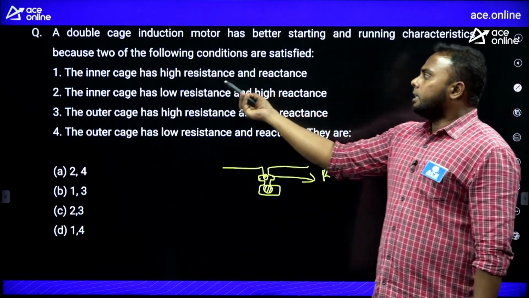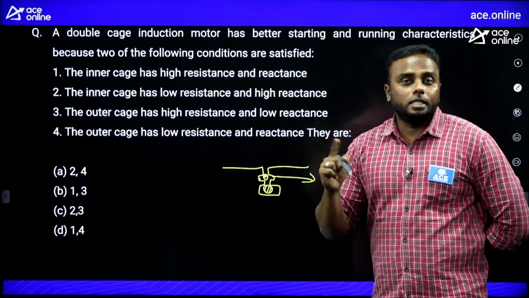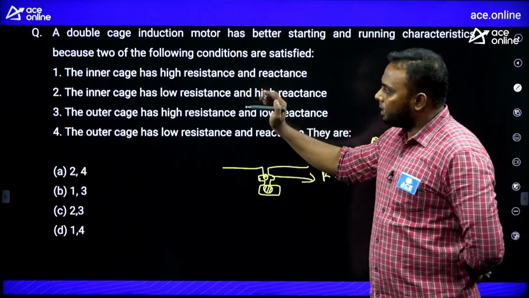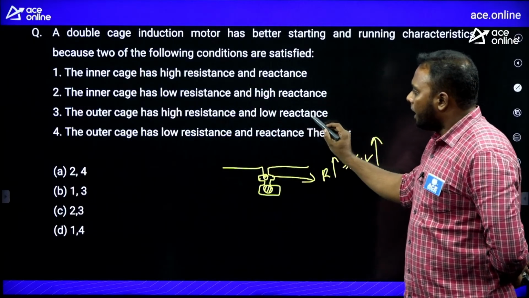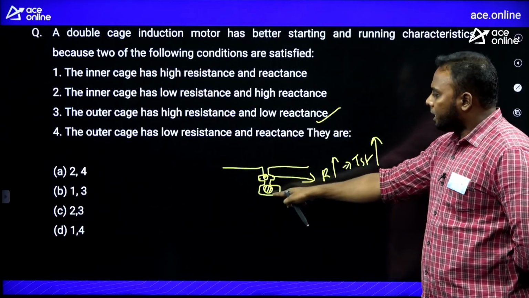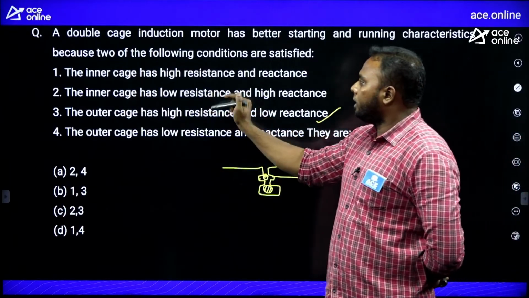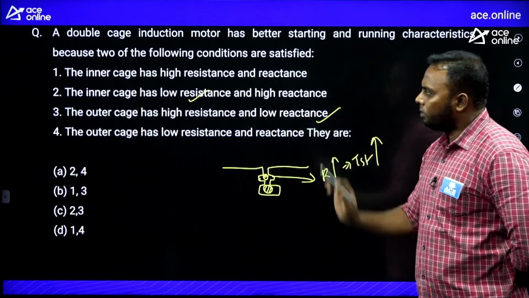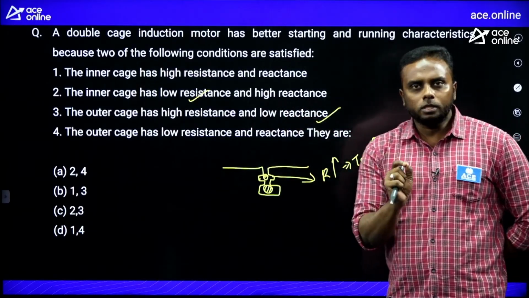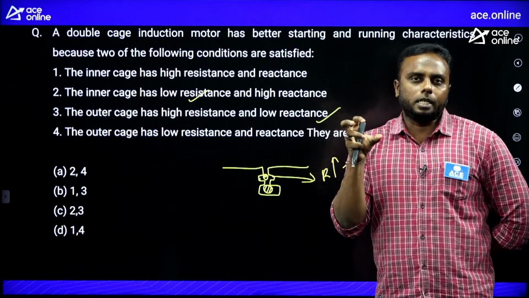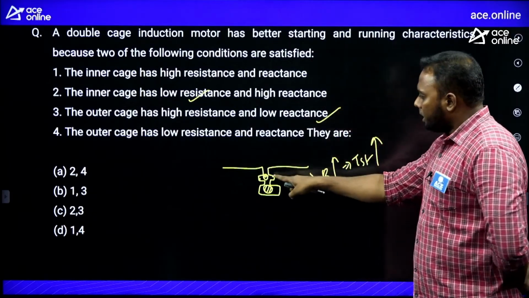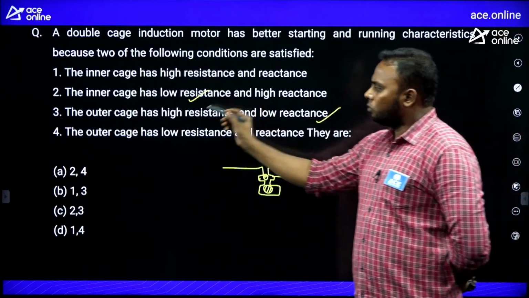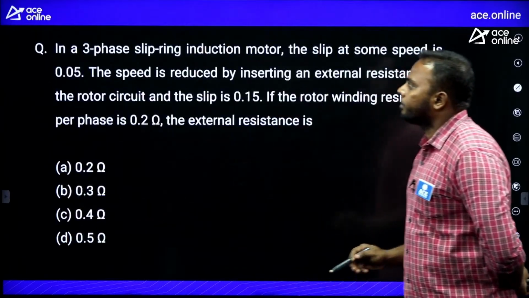Which cage has high resistance? The outer cage has high resistance and low reactance. And the inner cage will be the opposite. The inner cage will have low resistance. So 2, 3 you can directly guess. You should just know outer is what size, inner is what size. Outer is small size, inner is large size. So 2, 3, option C is correct.